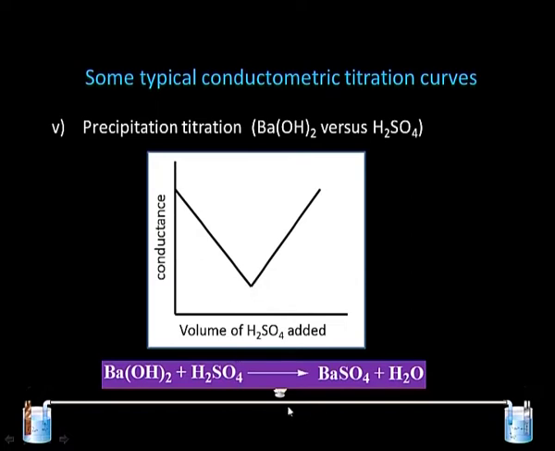After the complete formation of barium sulphate, there is a further increase in the conductance, which can be due to the addition of H2SO4, which has 2H plus ions coming into the solution, and this method can be used to find the concentration of an unknown given solution.